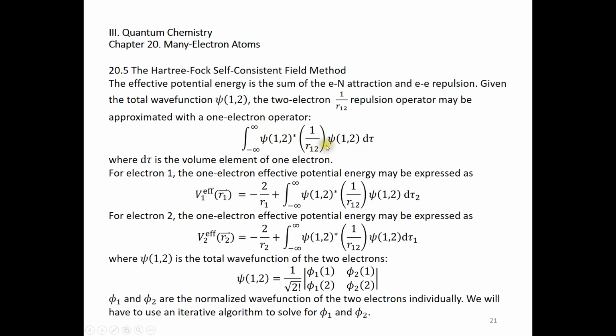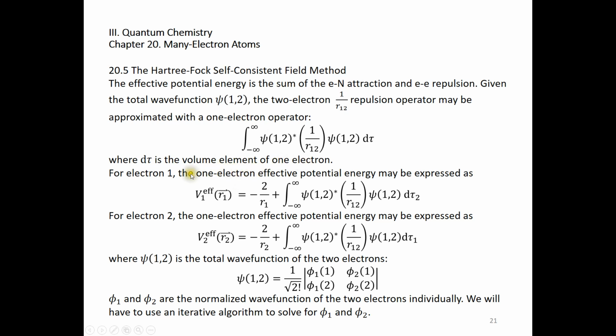And over here, we apply the repulsion energy operator to the psi, the total wave function. And d tau is the volume element. But look, before we used to have d tau to be the volume element of both electrons. But here, we're going to have this d tau be the volume element of a single electron.